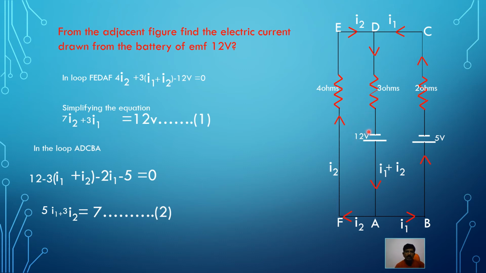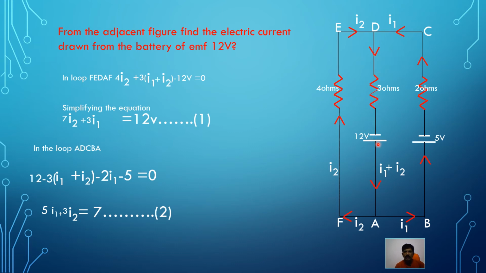Are you clear? Okay, next, observe this one. This is the direction of the current. If you observe this circuit carefully, at D and A there is a junction or a node. So I2 current is entering. Next, I1 current is entering along this direction. Both are flowing through the resistor of 3 ohms.